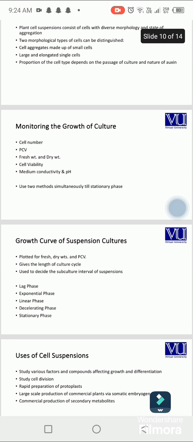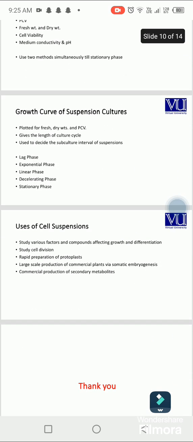Monitoring growth of culture: cell number, PCV, fresh weight and dry weight, cell viability, medium conductivity and pH. Use two methods simultaneously till stationary phase. Growth curve of suspension cultures plotted for fresh and dry weights and PCV gives the length of the culture cycle, used to decide the subculture interval of suspensions. Phases: lag phase, exponential phase, linear phase, decelerating phase, stationary phase.